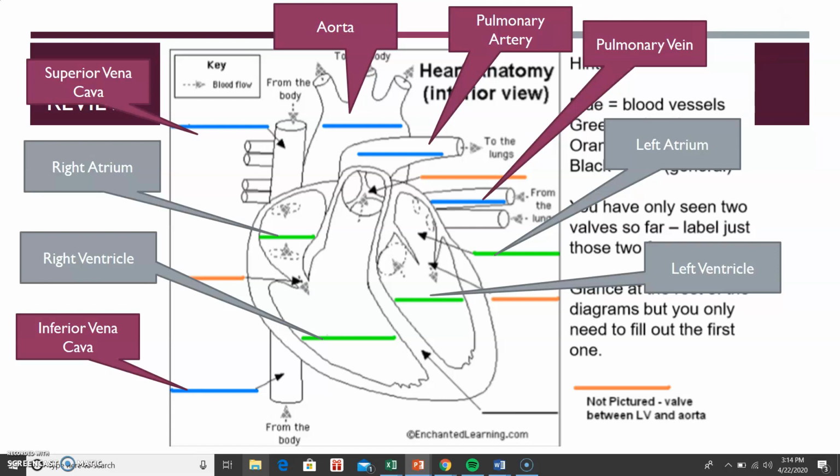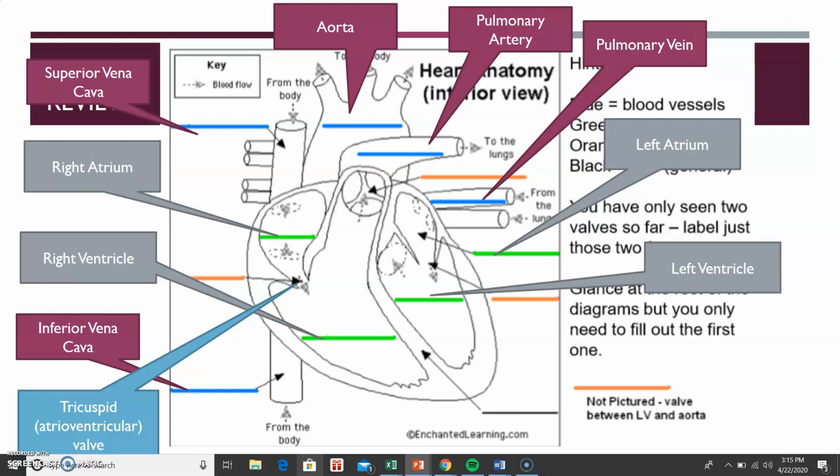And with this, if you're confused as to what is what, the right ventricle will pump into the pulmonary artery. So if you see a ventricle that is connected to a pulmonary artery, that is the right ventricle. The left ventricle pumps into the aorta. You can't see it here because it's behind the pulmonary artery, but this pumps into the aorta, so that is the left ventricle.